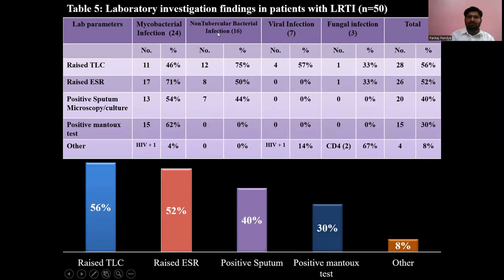This is the laboratory investigation finding. In this diagram, a raised total WBC count is seen in 56%, and the second most common is a raised ESR. Sputum positive confirmed cases are 40%, and a positive Mantoux test was found in 30% of cases for overall LRTI. Among mycobacterial infections, the most common laboratory feature is raised ESR in 71% of cases. In mycobacterial infections, 54% of cases show positive sputum and 62% a positive Mantoux test.